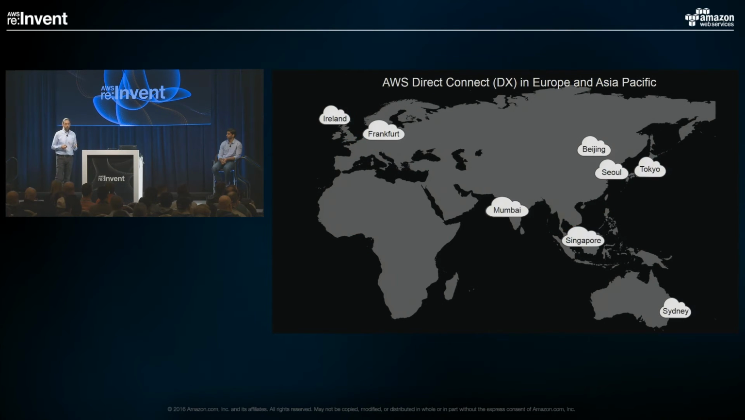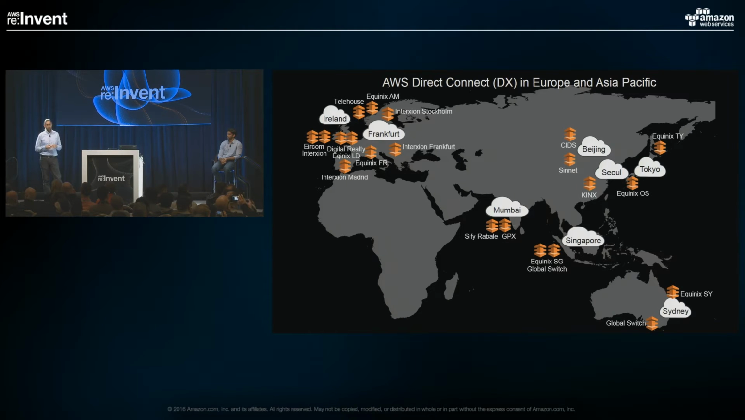Some more of the locations. Direct Connect actually is offered in all 14 of the AWS regions around the world. Generally speaking, there are at least 2 Direct Connect locations for each AWS region. And keep that piece of information in the back of your mind because we will be referring to it a little bit later on.